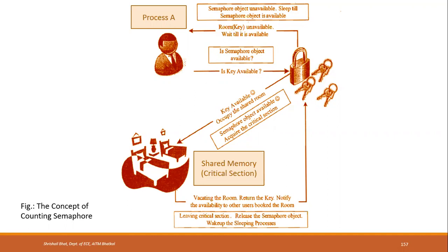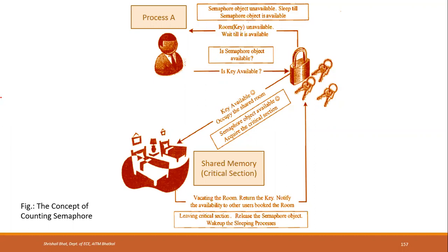Okay, that is similar to the semaphore object being available. If the key is available, you occupy the shared room. In this example, if the semaphore object is available, you acquire that critical section. Okay, while leaving the room, you return the key to the caretaker, who will notify the availability to other users who had previously booked the room. Similarly, when a process leaves the critical section, it releases that semaphore object and gives a wake up signal to the sleeping processes. Okay, so this is the way you can find the similarity, or try to understand the concept of a counting semaphore by taking one real world example.